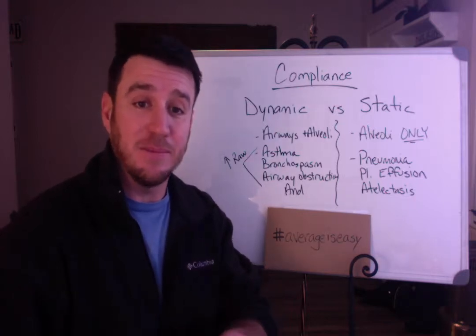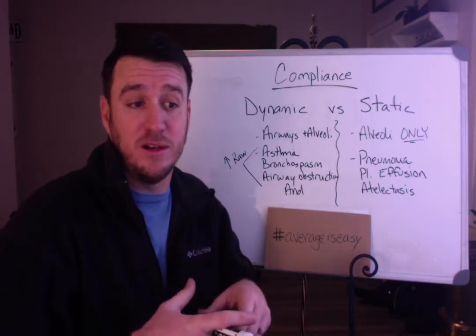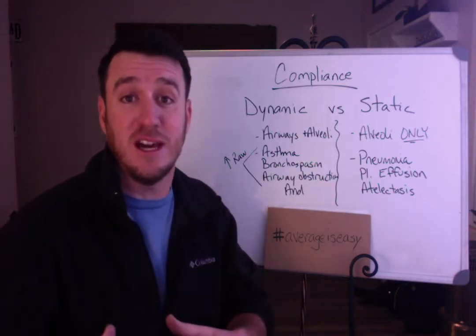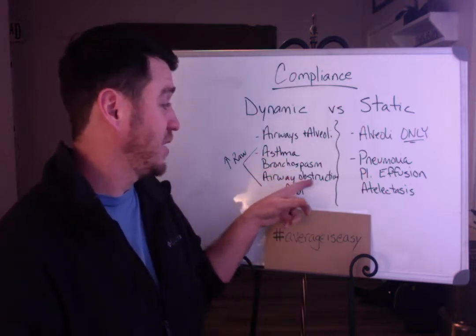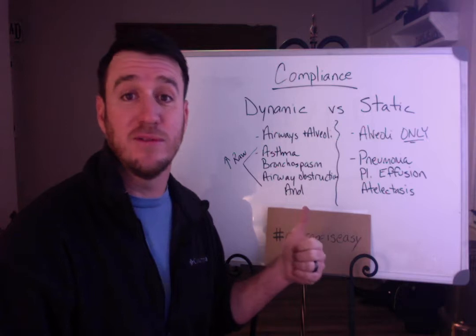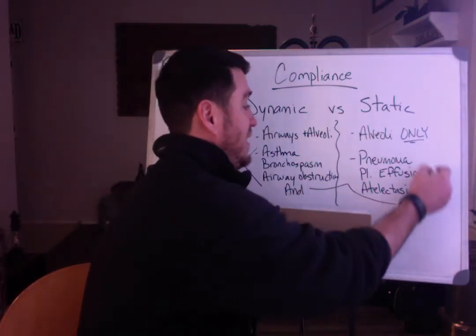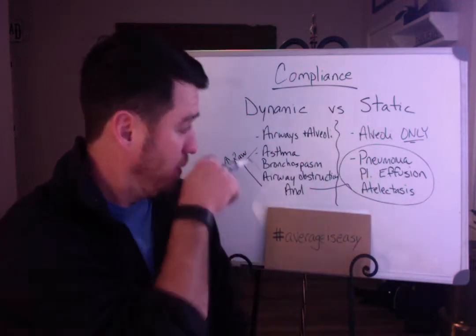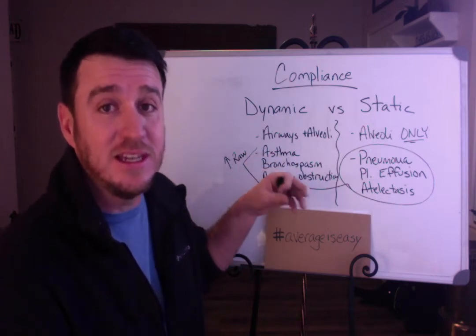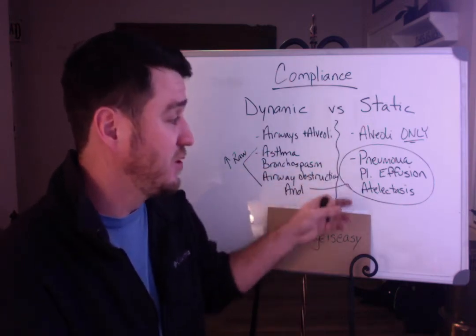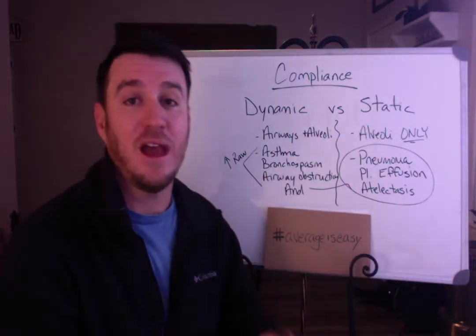But remember, dynamic compliance is also alveoli. So it's also the change in pressure for a set tidal volume that results at the alveoli level. And so when you say asthma, bronchospasm, and airway obstruction for dynamic compliance, you also have to understand that it is also, so I put and, all of these. So it's not just our airway diseases, it is also our parenchymal diseases, pneumonia, pleural effusion, atelectasis. Static compliance, only alveoli diseases.